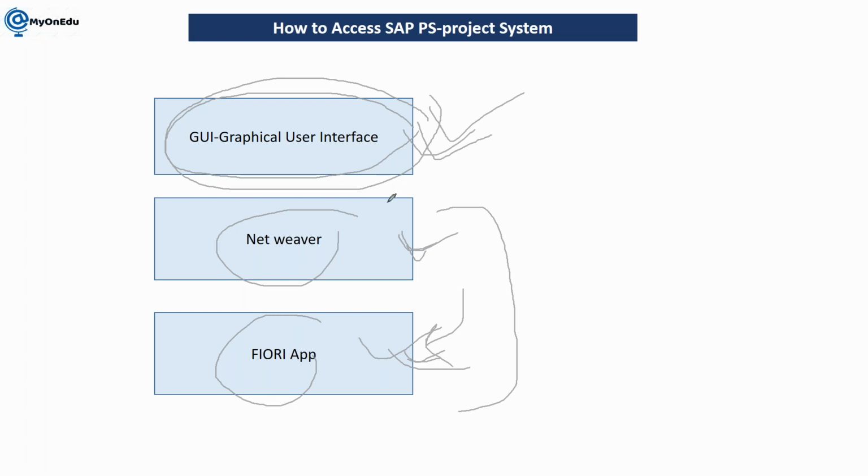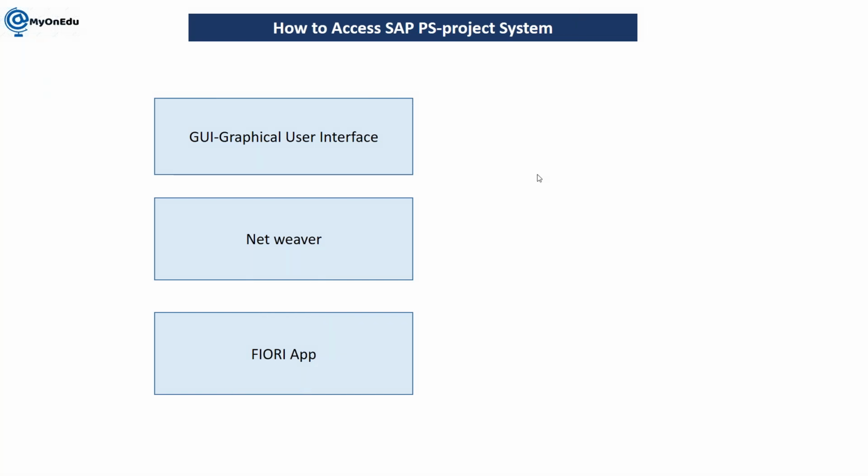We will provide you both systems. We have EHP8, ECC EHP8, which has the complete master data and everything. And we have S4HANA also. In S4HANA, master data will not be available if you are performing any transaction. In that case, you need to create all the master data. In EHP8, we have complete master data.